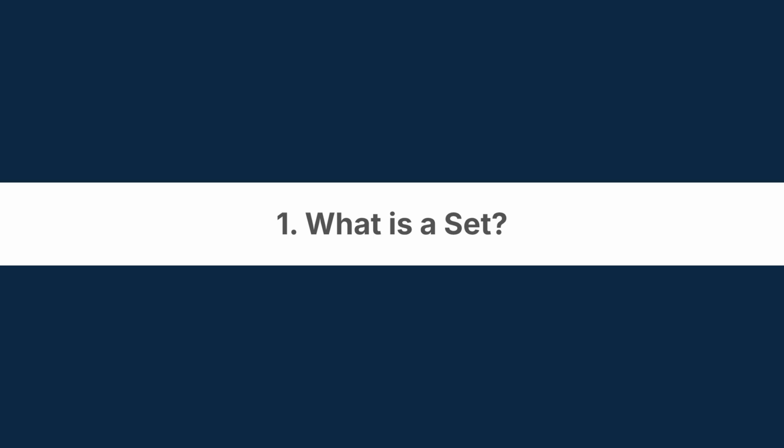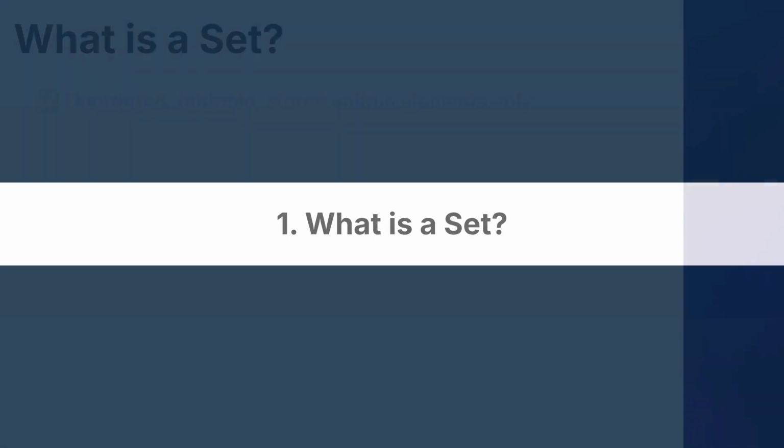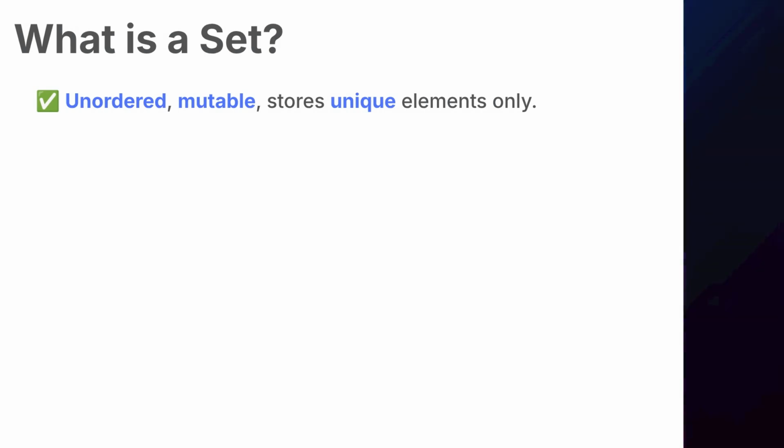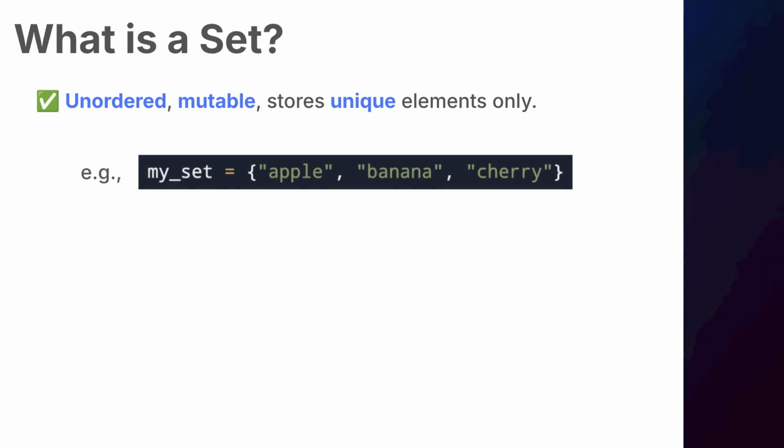1. What is a set? A set is a collection of unordered, mutable, and unique items. In Python, it looks like this. It uses curly braces.